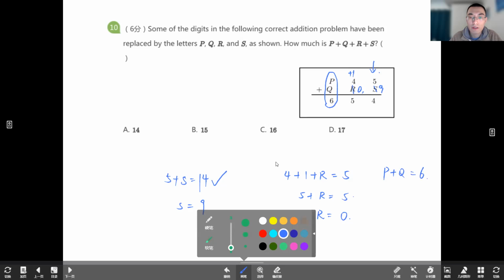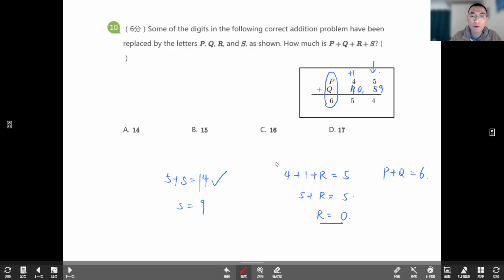And we have got over here r equals 0, s equals 9. So reasonably, p plus q plus r plus s equals, this is 6, this is 0, this is 9. So there'll be 6 plus 0 plus 9, which is 15. So the answer is B. Okay, that's question number 10.